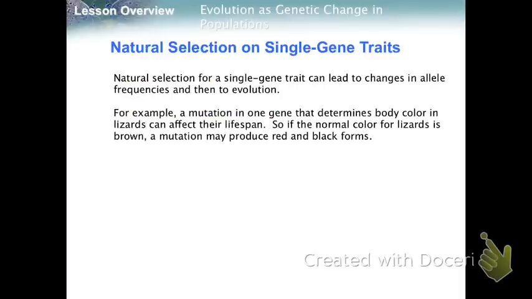In the last section we talked about single gene traits and polygenic traits. Natural selection can look a little bit different depending on whether it's a single gene trait or a polygenic, multi-gene trait. A mutation in a gene, we're taking a lizard as our example here. A mutation in one gene that determines body color in lizards can affect their lifespan. So we're assuming that the normal color is brown. A random mutation, or a couple different random mutations, can produce red and black forms of that lizard. So let's see how that affects the population.